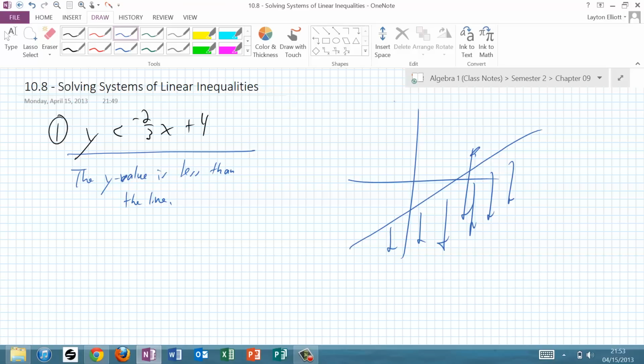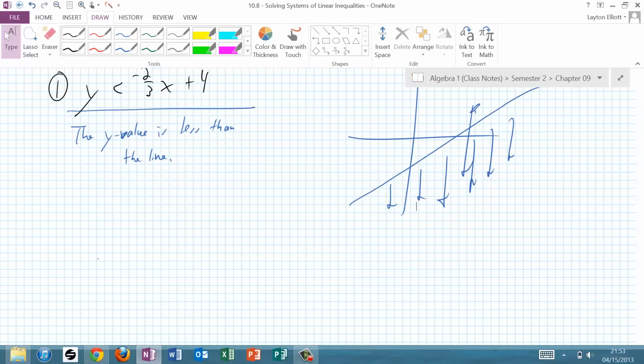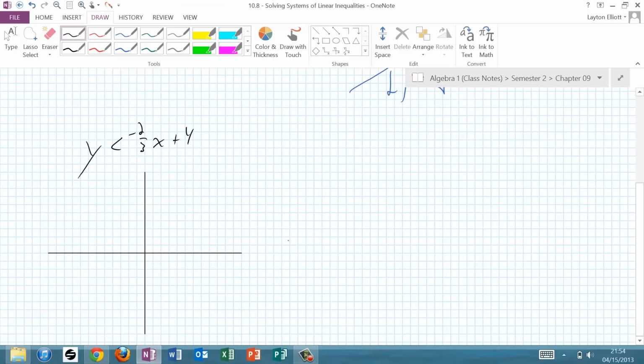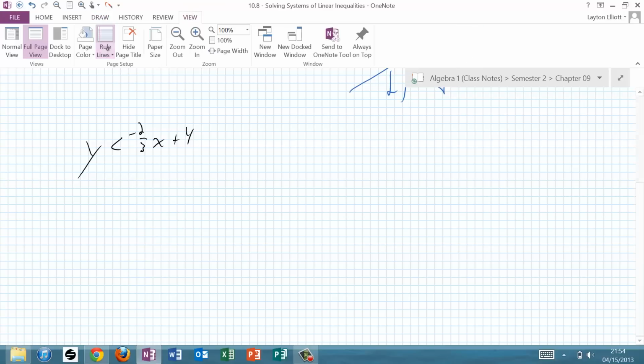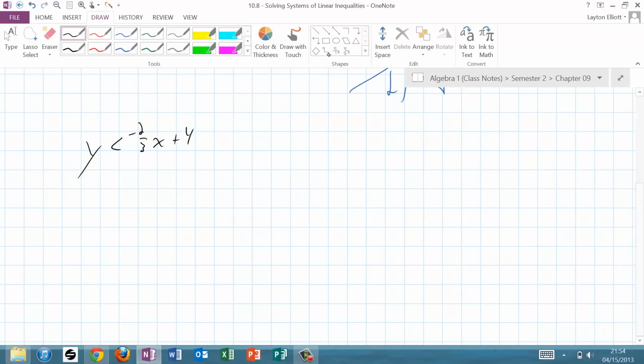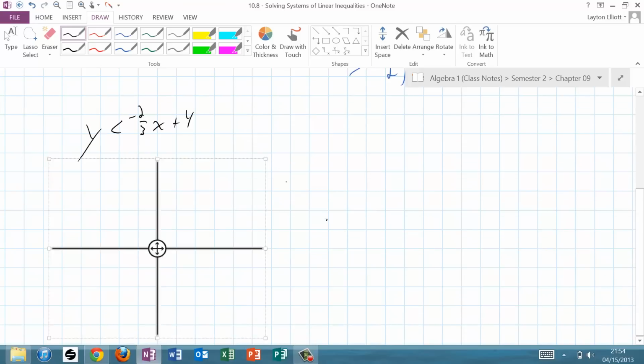This particular interpretation only works when we have the y on the left side and the line on the right side. So let's go back to this example, y is less than negative 2/3 x plus 4, and go through the steps on how to graph it. I'm actually going to put the graph below. Let's change the grid to be a little bigger so we can see it better. We're going to put a grid below, and on the right side I'm going to put the little reasons why, or the little steps.